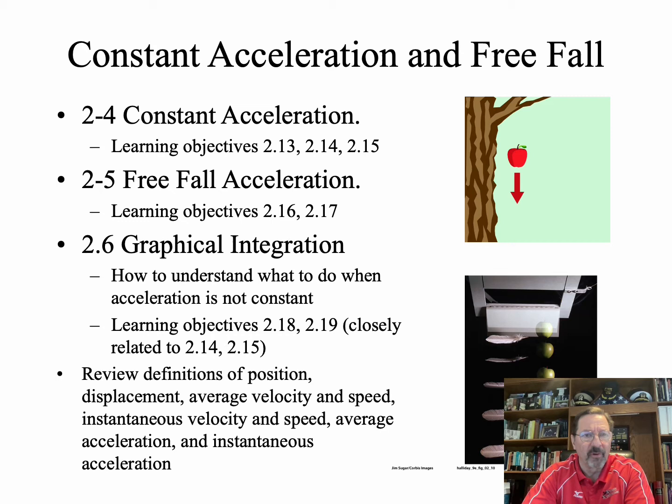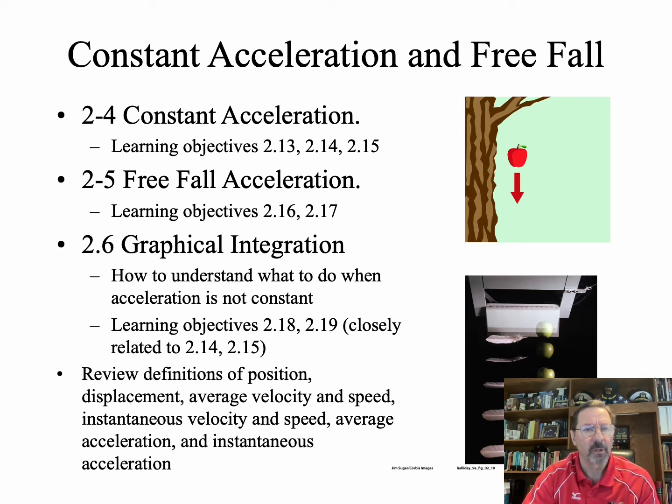Section 2.5 addresses a very, very important special case, perhaps the justification for why we even study constant acceleration. We live in a constant acceleration world due to gravity, and all objects free fall, like the apple in our picture here to the right, with a constant acceleration of 9.81 meters per second squared downward. And pay attention to learning objectives 16 and 17, which say you have to be able to solve problems in the free fall constant acceleration model.